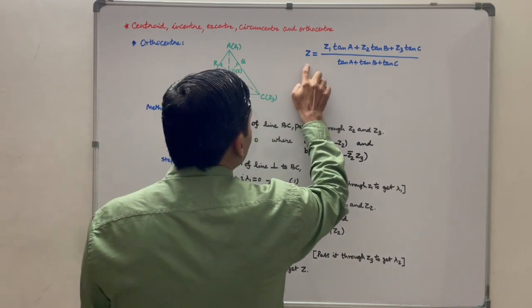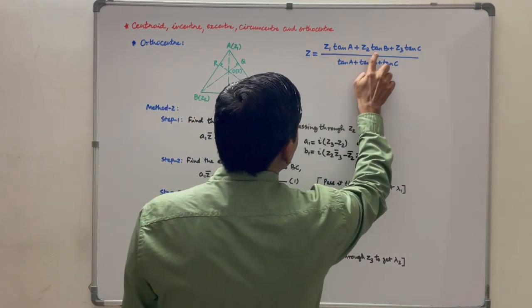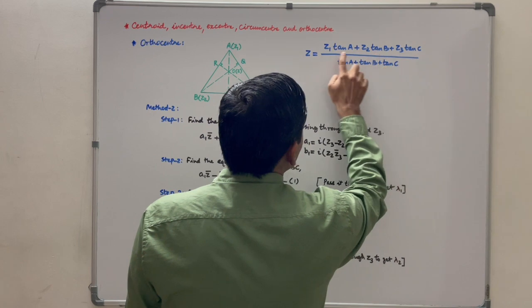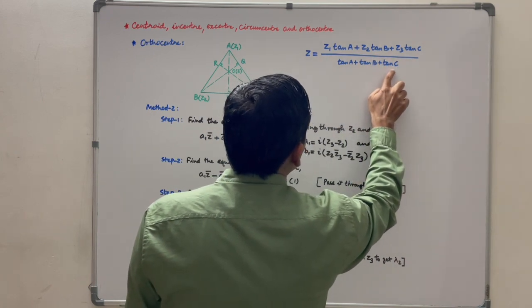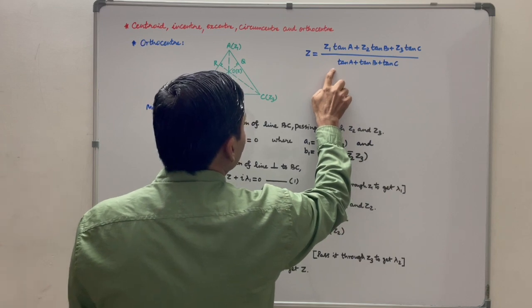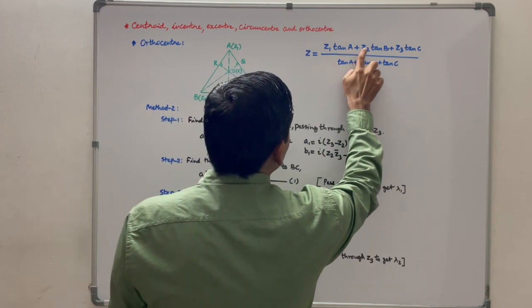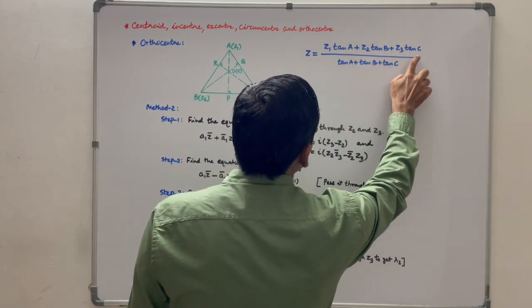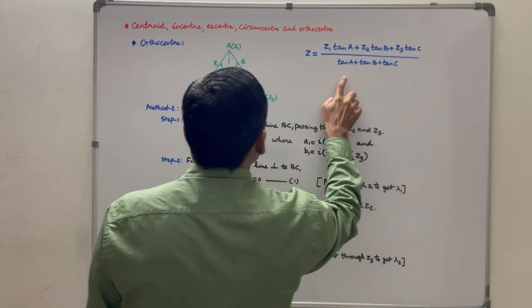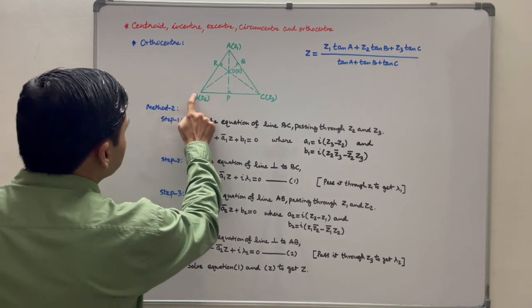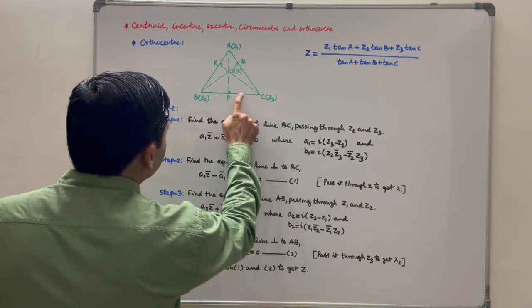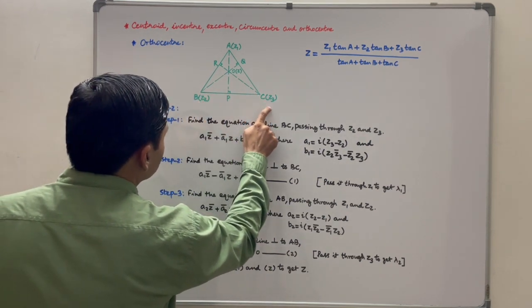Then Z is equal to Z1 tan A plus Z2 tan B plus Z3 tan C upon tan A plus tan B plus tan C. This formula is useful only if angles A, B and C are also given. Otherwise, you need to follow alternate method. First step, find the equation of a straight line BC that passes through Z2 and Z3.